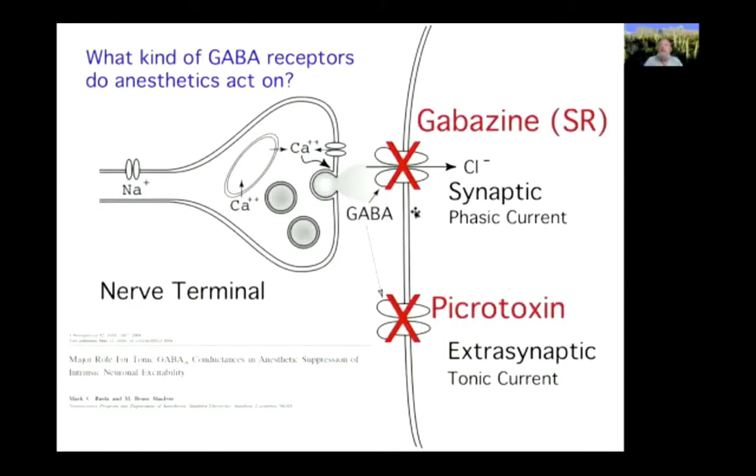We can use the brain slice to dissect even further these effects down to the molecular level. What type of GABA receptors are these anesthetics acting on? We can do this by using a selective receptor antagonist for synaptic receptors, gabazine. So it's going to block these synaptic currents that underlie the transmission from one neuron to the next. And we can block the extrasynaptic tonic currents using a chloride channel blocker, picrotoxin.